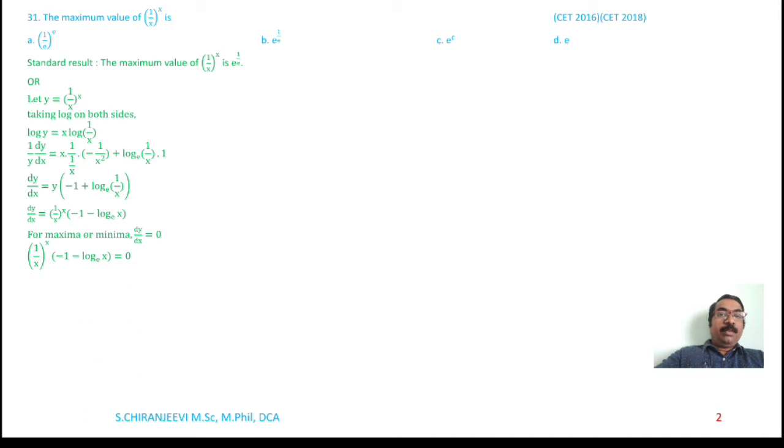So (1/x)^x of minus 1 minus log x equal to 0. So minus 1 minus log x equal to 0. So minus log x equal to 1. So log x equal to minus 1. So here x equal to e power minus 1. So the value of x is 1/e. So the maximum value, if you substitute in the given function, it will be (1/e)^(1/e)... which is e^(1/e). So the option is B.